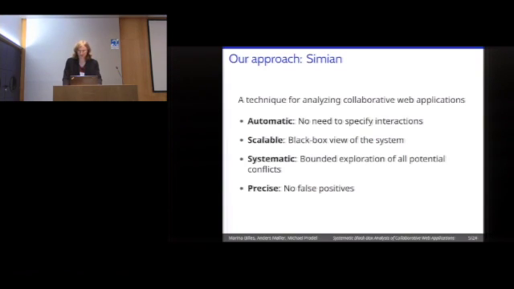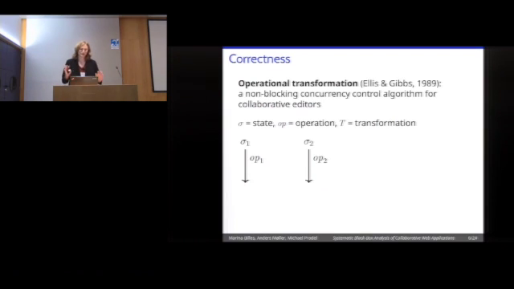Before we look at how we detect violations of the correctness of collaborative web editors, let's look at how correctness is usually implemented in them. So the operational transformation approach is one possible way to implement a collaborative editor. It's a non-blocking concurrency control algorithm, and it's the one we found most implemented in real-life applications.